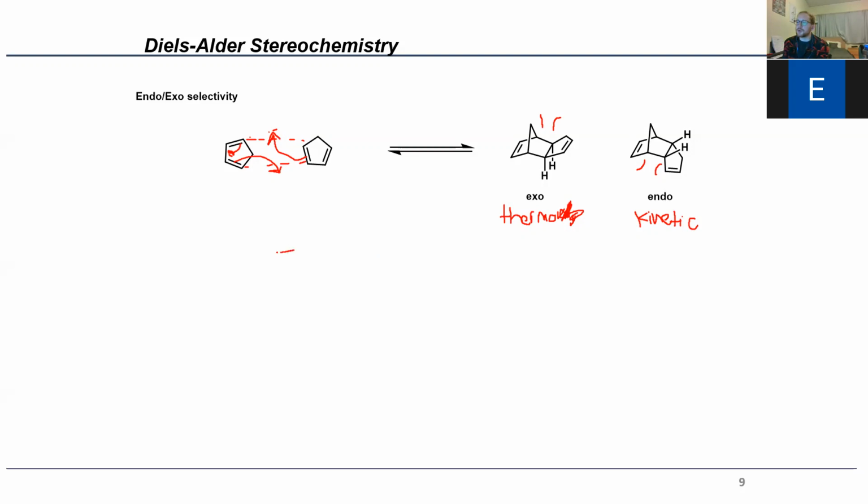And so I'll draw the diene here, and below it, we'll draw the dienophile. Almost perfect.